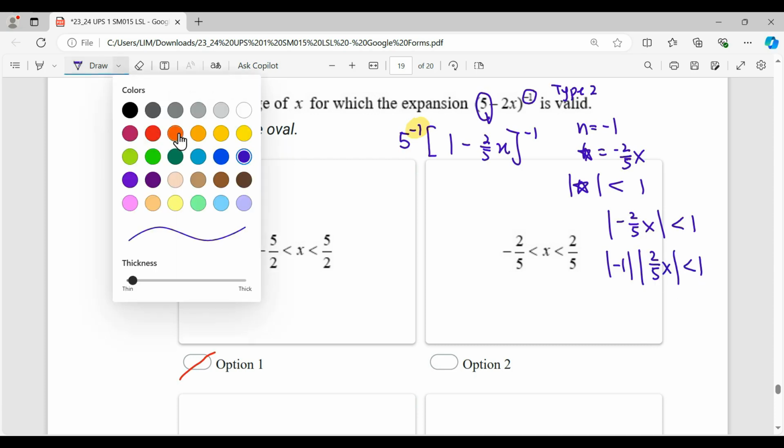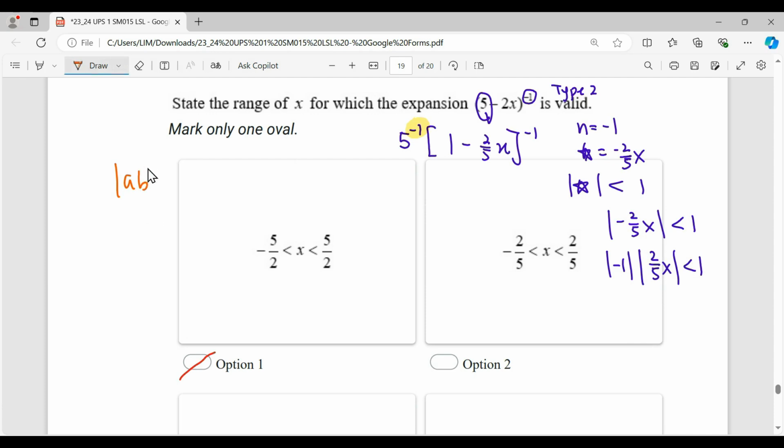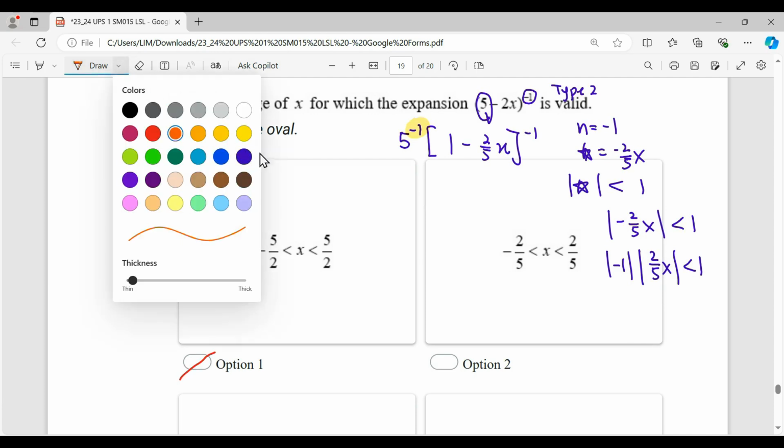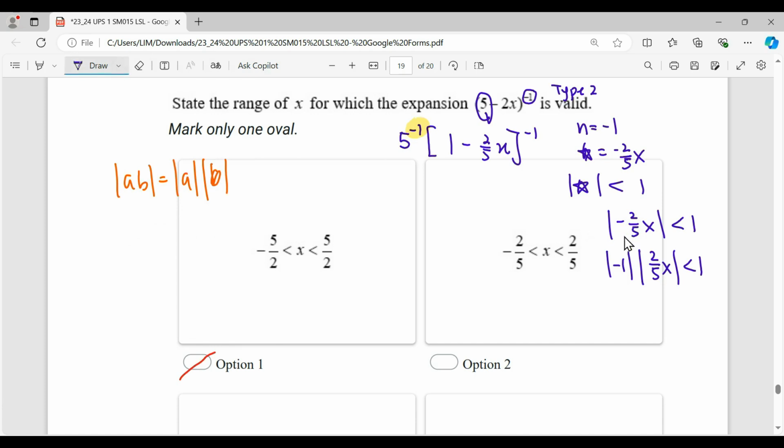Here we are using the concept of modulus AB, which is equal to modulus A times modulus B. So we can simplify the negative coefficient here. So now we only have modulus 2 over 5 x. To open this modulus, we use the basic definition. So 1 is here, and in front here we add in negative 1. Therefore, to get x, we're going to times 5 and divide by 2, on both sides. So therefore, here we have our option.